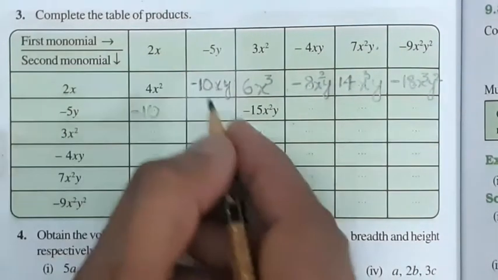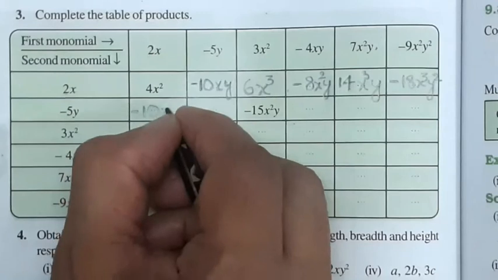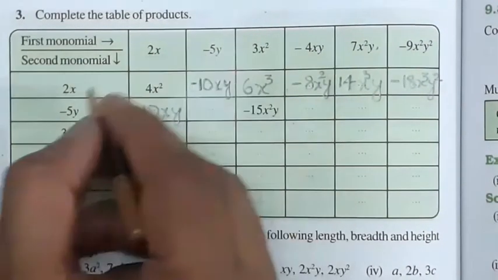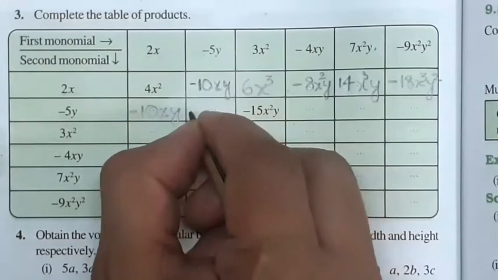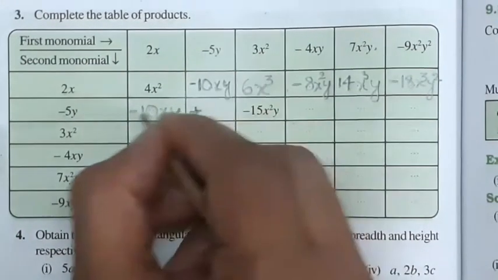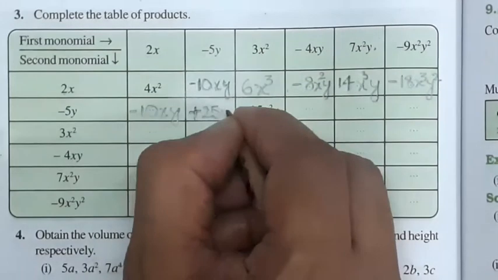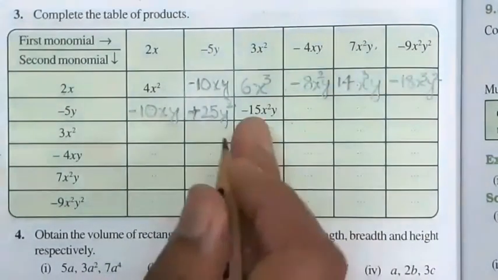Y into x, it is yx or xy. You can write in either way. Next, minus 5 into minus. First, you know minus into minus is plus. 5 into 5, 25. Y into y is y square. They already gave this one.